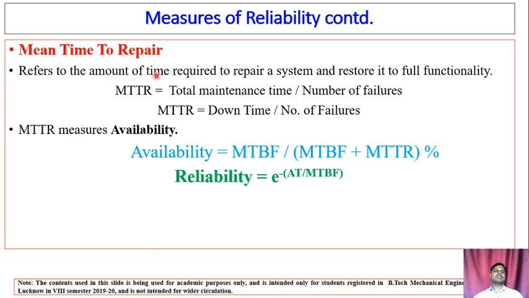This measures the availability of the product. As we have discussed, availability is MTBF, mean time between failures, upon MTBF plus MTTR, in percentage. So we can also compute the reliability using this parameter.